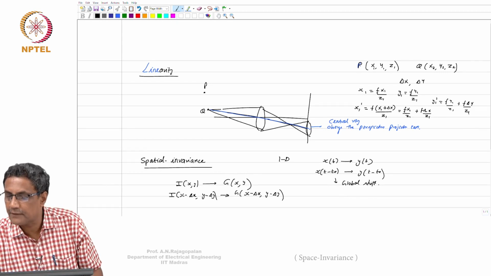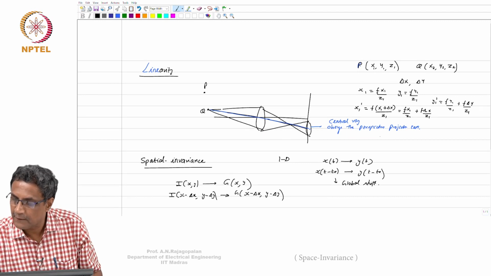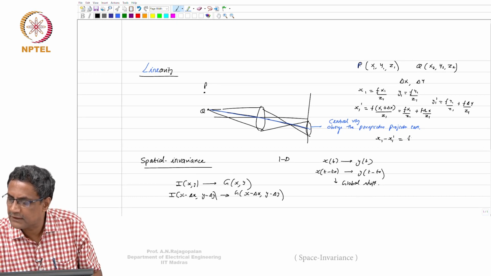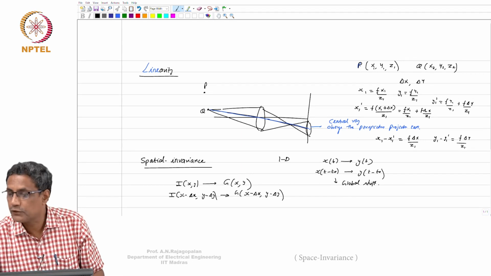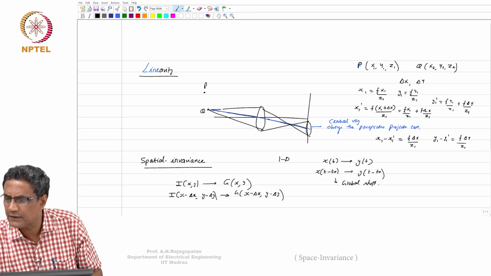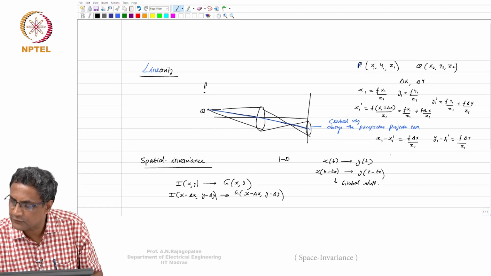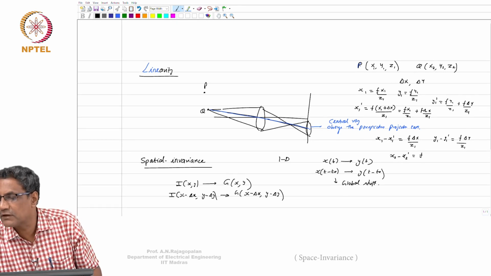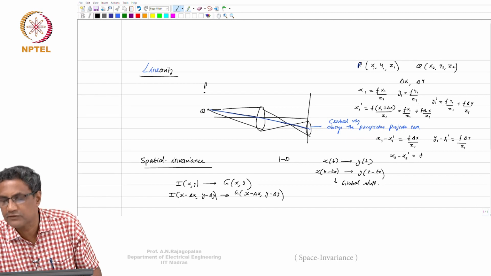Now if you look at the shift, x1 minus x1 prime, the amount of shift is given by f delta x by z1, and y1 minus y1 prime is f delta y by z1. Similarly, for Q you can show this, using 2: the point will go to f x2 by z2, f y2 by z2, then x2 plus delta x, y2 plus delta y, so x2 minus x2 prime will be f delta x by z2.